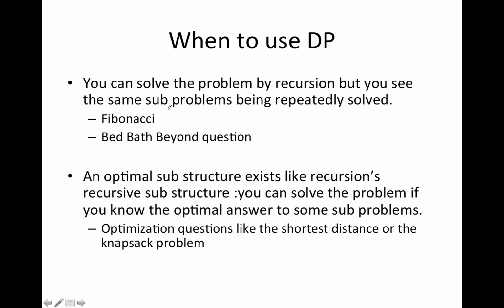And another scenario where you might want to use dynamic programming, where it might not be as obvious as the first one, is when you have an optimal substructure. And what I mean by optimal substructure is, like in recursion, we had this recursive substructure wherein if you could solve some subproblems, you could solve the entire problem. Likewise, if you could figure out the optimal answer for some subproblems, and that could lead to the optimal answer for the entire problem, that's a clear case to use dynamic programming.